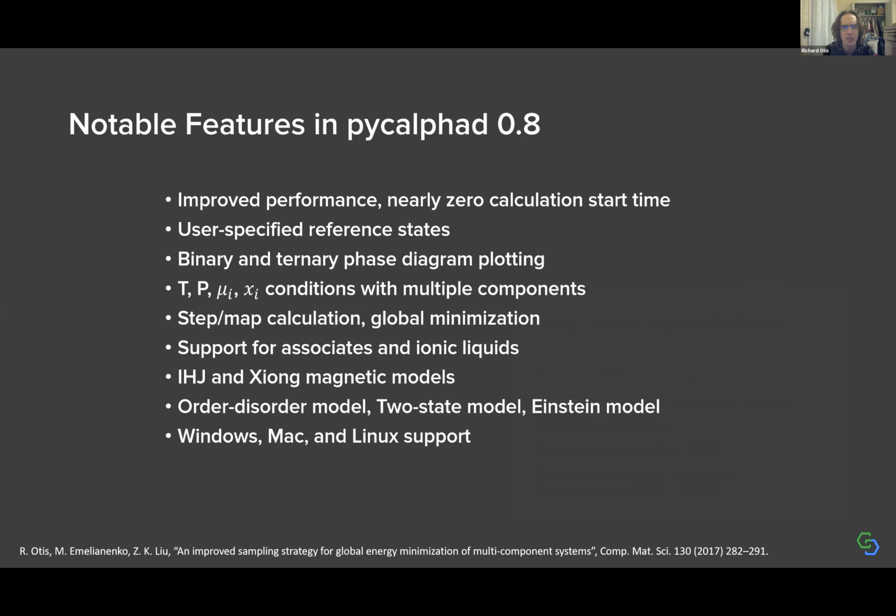So to touch on some notable features in the latest release series of PyCalphad. This is the 0.8 series. The latest release version is actually 0.8.4, but this 0.8 series touches on a lot of the major things that have happened. We've made a lot of progress in terms of performance, and in particular things like the cold start calculation time.